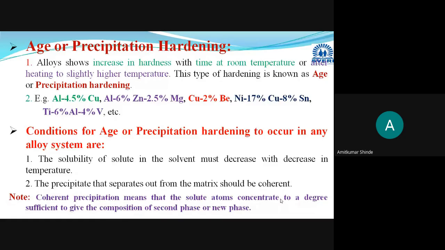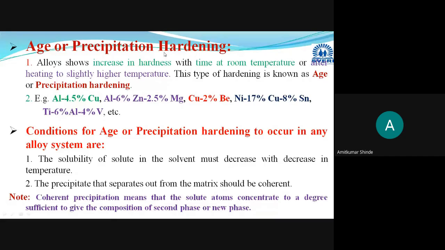In different examples, in the aluminum alloys or in the copper alloys also, you can see here in this example, the aluminum and copper alloy, and the copper and beryllium alloy. This is nothing but the beryllium bronze, and this is the aluminum copper alloy. These two examples we have already discussed in the copper alloys, in the part on beryllium bronze. These will show the age hardening or precipitation hardening process.